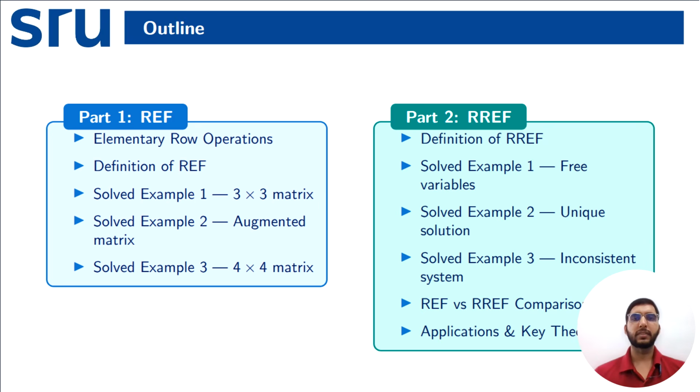Before we start, let us quickly see the outline of today's lecture. Part 1 is REF, or row echelon form, in which we are going to see the elementary row operations, the definition of row echelon form, and some solved examples. Part 2 is reduced row echelon form, in which we will see the definition of RREF and some examples in which we convert row echelon form into reduced row echelon form.